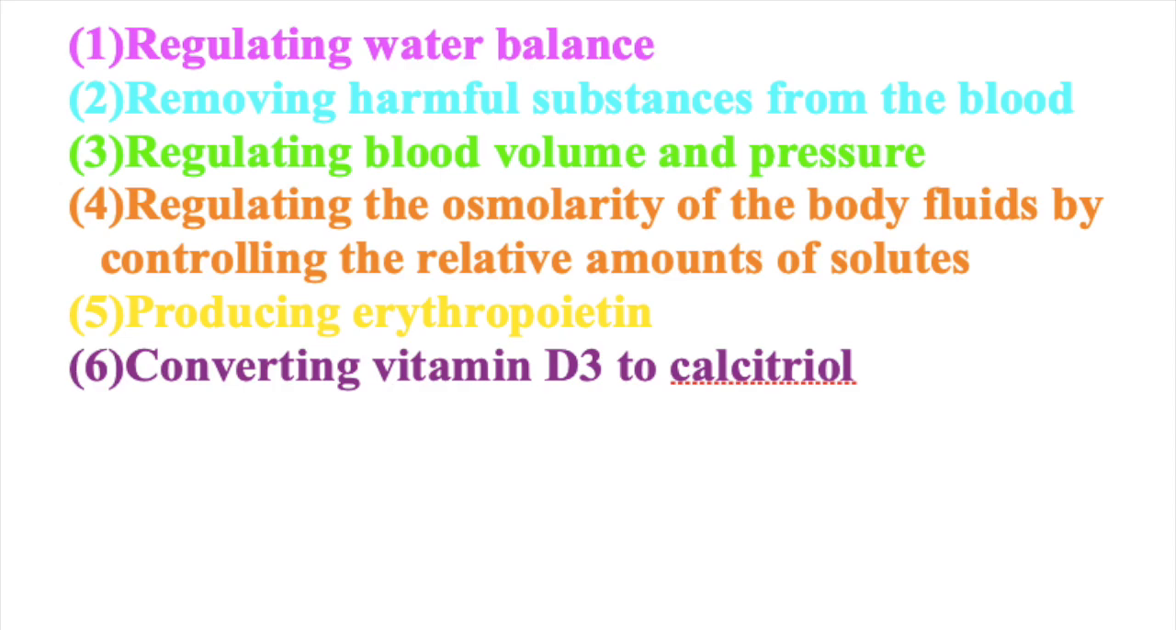The urinary system. The urinary system helps maintain homeostasis in the body by 1. Regulating water balance, 2. Removing harmful substances such as nitrogenous waste or harmful chemicals from the blood, 3. Regulating blood volume and pressure, 4. Regulating the osmolarity of the body fluids by controlling the relative amounts of solutes, 5. Producing erythropoietin, 6. Converting vitamin D3 to calcitriol.